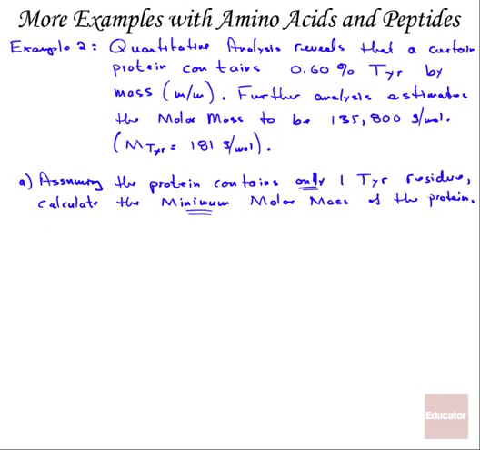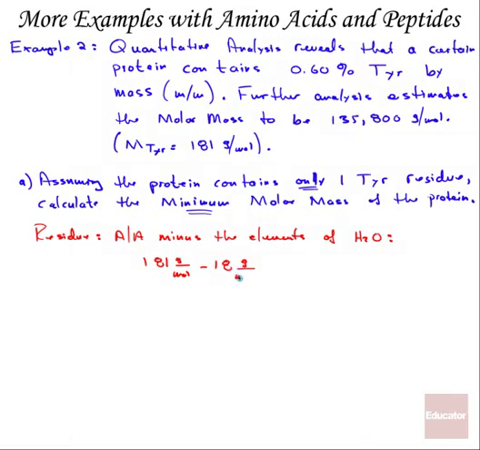So a residue, let me do this one in red. You remember a residue, when we speak about a residue, it's the amino acid minus the elements of water, and the elements of water are H2O. So what you end up with is 181 grams per mole minus the 18 grams per mole, which is water. So a residue of tyrosine actually is 163 grams per mole.